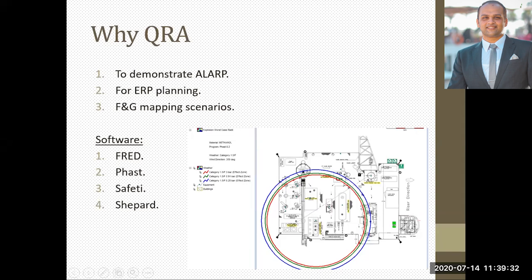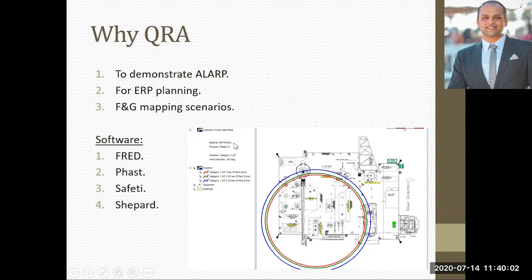Here, I will not speak about this for now. I will mention at the end the importance of QRA. However, let's see this image first. This image is an outcome of a consequence analysis from FAST for a platform. Hopefully, it's clear. There is a vessel here containing methanol. If you can see here, methanol. And this is done by FAST.